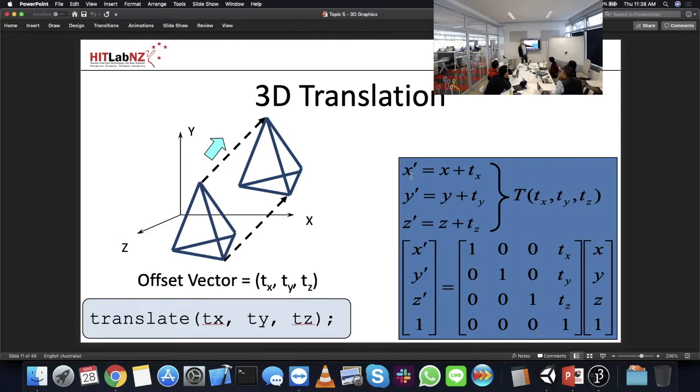Yeah. Yep, one person, two people. So basically, this is a way of representing these equations here. So we have our original position, our original X, Y, and Z. So these are our original vertex positions.